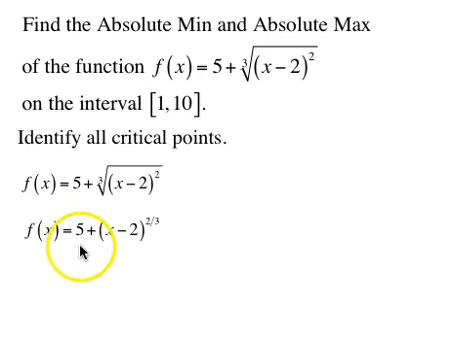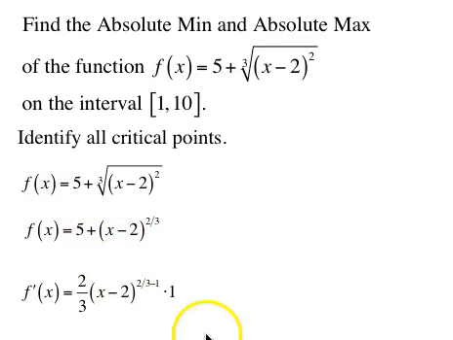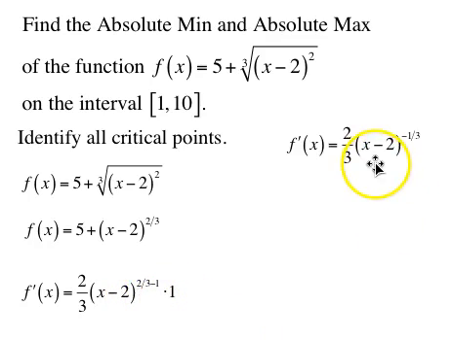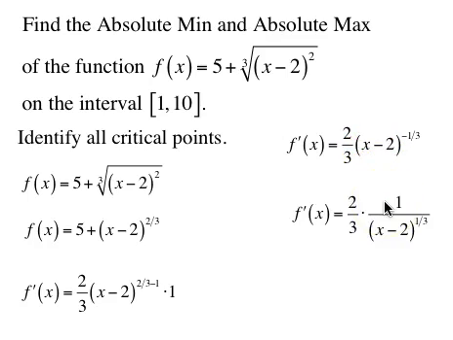The derivative of 5 is 0. The derivative of this piece will be 2/3 times x minus 2 to the 2/3 minus 1, using the power rule, times the derivative of the inside. But the derivative of the inside is just 1, so that's not an issue. 2/3 minus 1 is negative 1/3, which means 1 over x minus 2 to the 1/3. x minus 2 to the 1/3 is the cube root of x minus 2, so we have 2 upstairs, 3 times the cube root of x minus 2 downstairs.